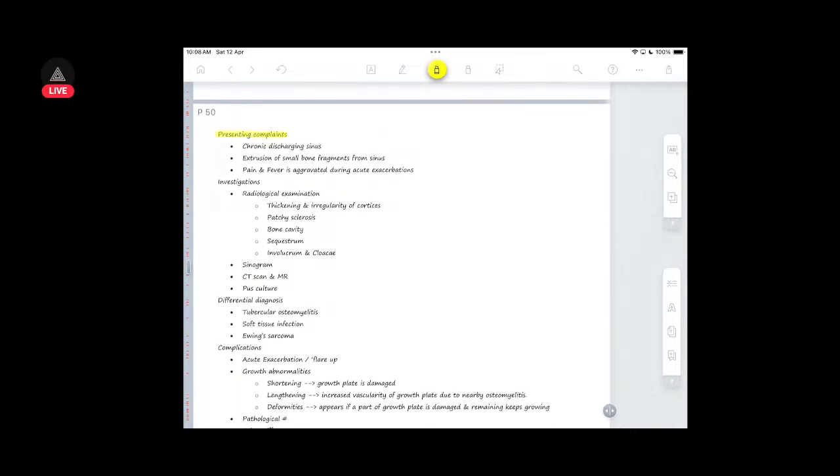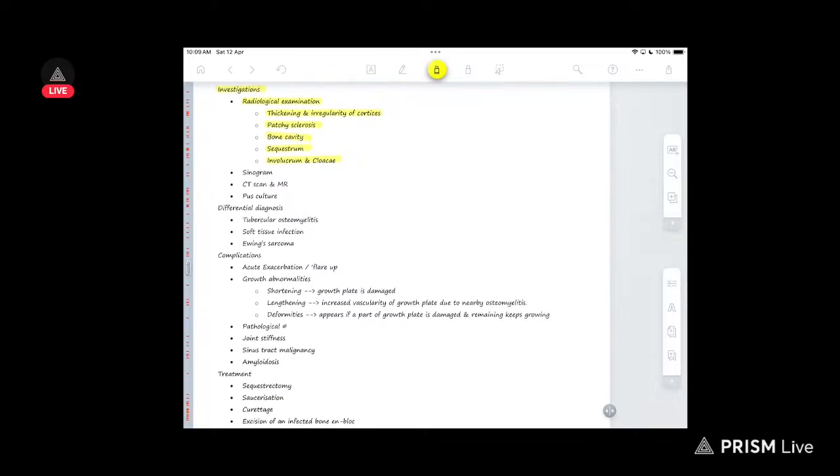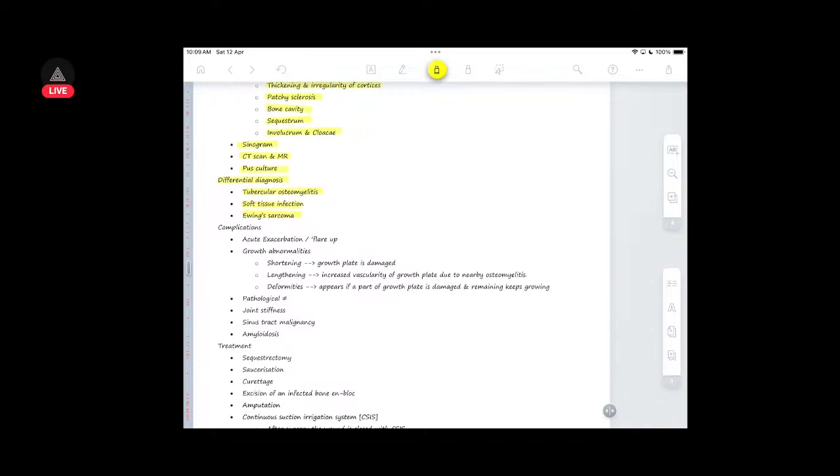So what are the presenting complaints? You have chronic discharging sinus, extrusion of small bone fragments from the sinus, fever and pain is aggravated during acute exacerbations. So investigations, you have radiological examination wherein you have thickening and irregularity of the cortices can be seen. Patchy sclerosis, bone cavity and sequestrum, involucrum and cloacae is seen. Then sinogram, CT scan and MRI and pus culture can be done. Differential diagnosis, it can be TB osteomyelitis, soft tissue infection, Ewing's sarcoma.